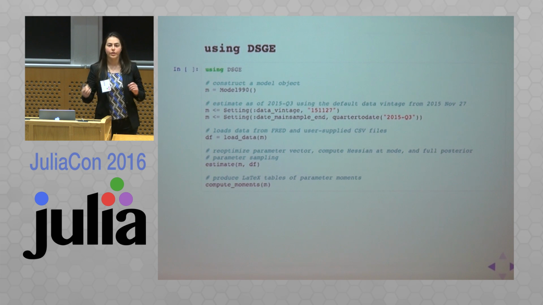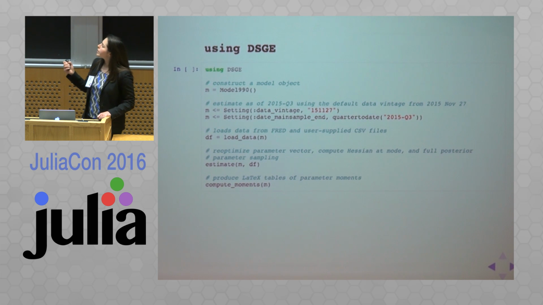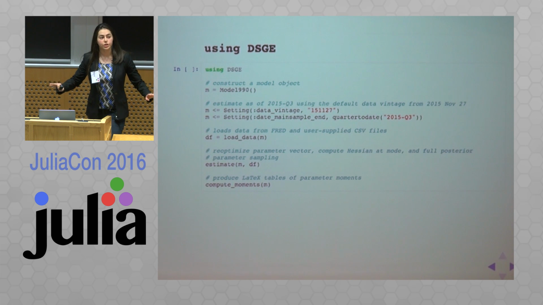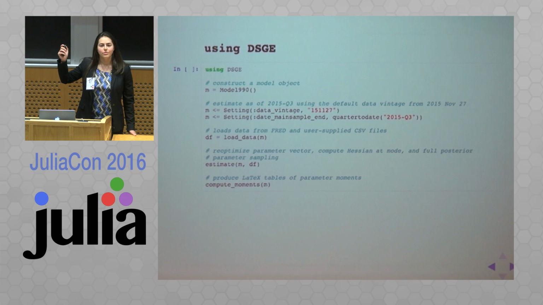And then you can change some settings. So you can change, for example, the date of the vintage of data that you want to use to estimate your model on, which is what we're doing here. Then you load your data, and then you can just estimate the model. Just call estimate, and we take care of all the rest of the implementation for you. And then if you wanted to produce some tables of moments and stuff, you could do that.